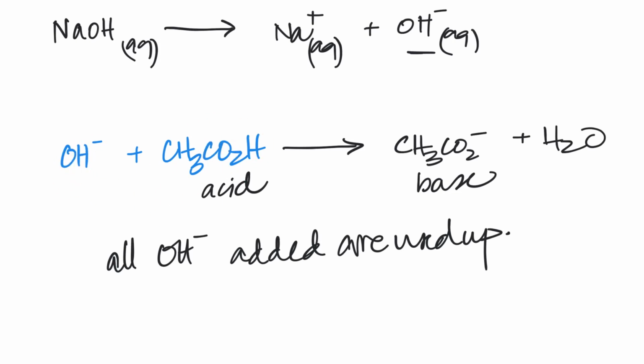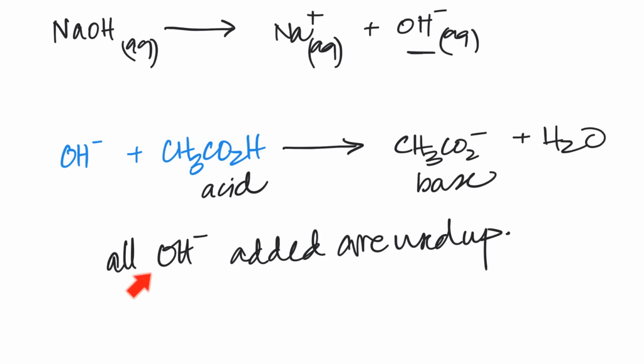But generally speaking, that's what buffers are made for. They're only made for small amounts of H+ and OH- additions. If you add too much of this, you'll end up using all of the acid. And when you use all of the acid, there's no acid left to make H+ ions. Anyway, so we are here talking about a small amount of OH- ions being absorbed by the acid to make the base.